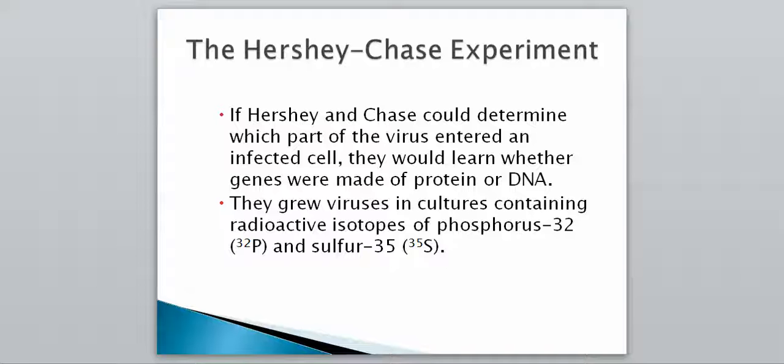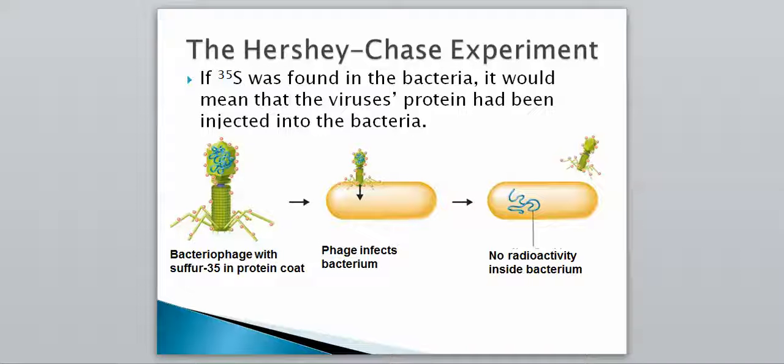In order to do this, they grew viruses in cultures containing radioactive isotopes of phosphorus and sulfur. The purpose of phosphorus and sulfur is that one will bind to the protein and one will bind to the DNA. It's basically a big way for us to mark the different parts of that bacteriophage. Sulfur is going to connect to the protein. So if sulfur was found in the bacteria, it would mean that the virus's protein had been injected into the bacteria. You can see all those little pink dots, that's all the sulfur connected to the protein.